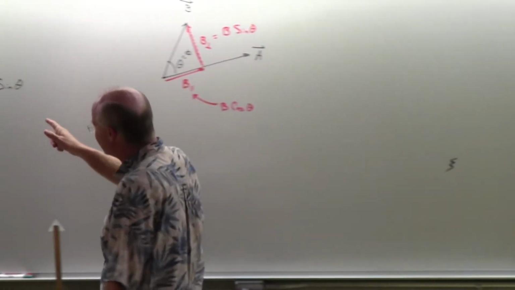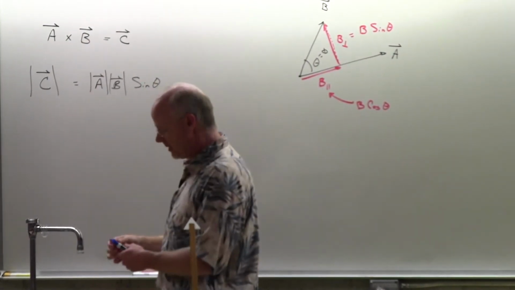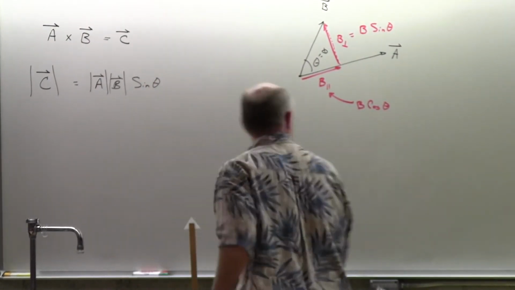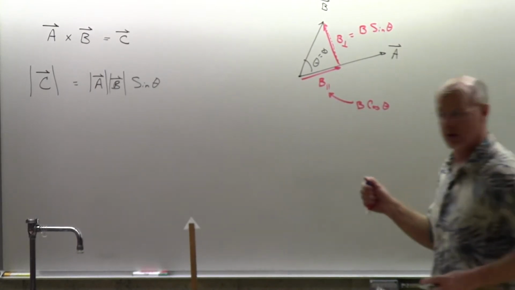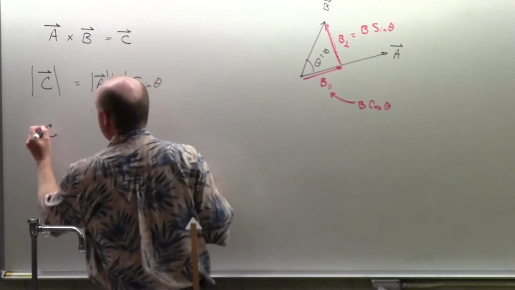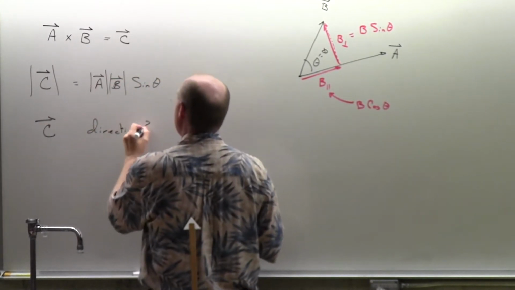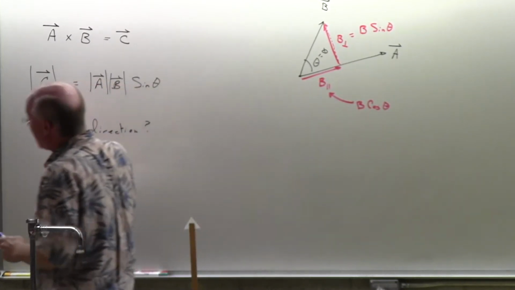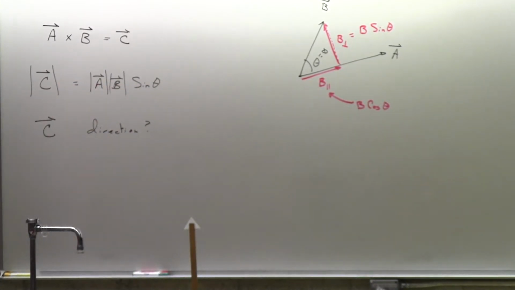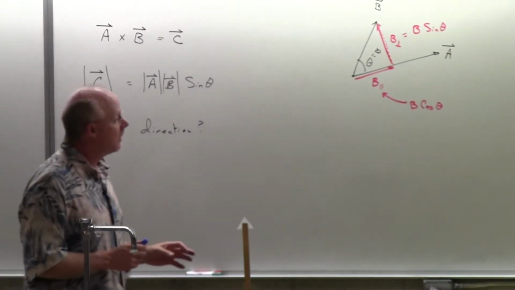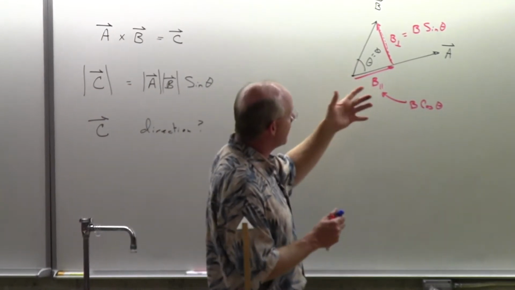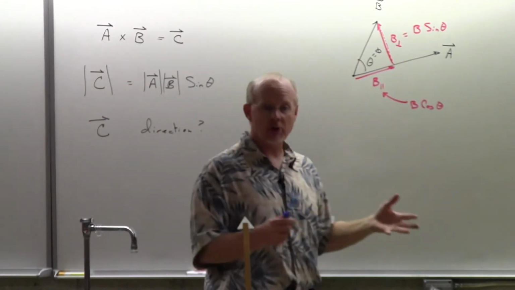This is just the magnitude of the vector C. Wouldn't the vector C have a direction too? And so C as a vector must have a direction. And so that's why the cross product is a little more complicated, I think, than the dot product. The dot product or the scalar product is just that. It just gives you a number. End of story. But this, we have a number and a direction. Okay, so there's how you get the number. What's the direction?